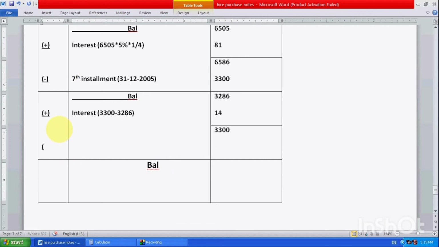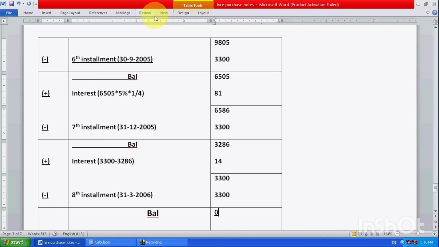Now pay the last installment, the 8th and full and final installment. This is 31st March 2006. 3,300. The overall answer is 0. This is how we have to prepare the working note.